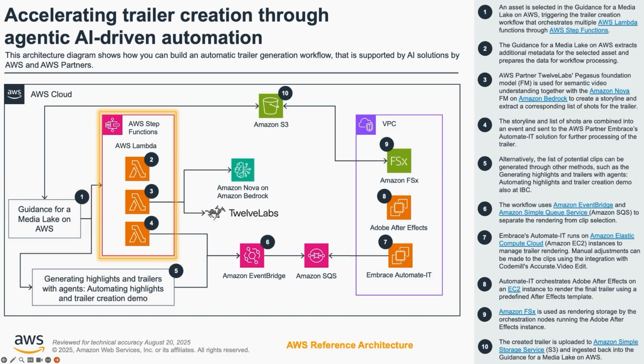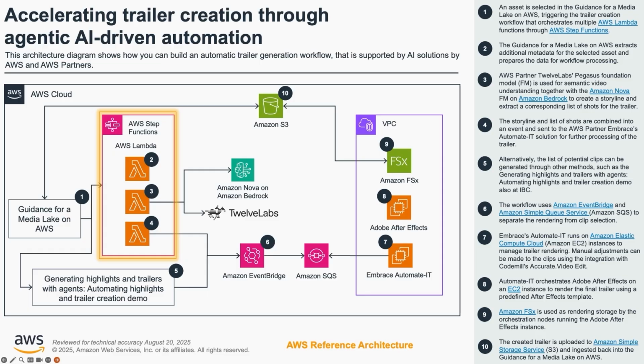We've built a simple workflow with AWS Step Functions and AWS Lambda as a compute layer. This simple workflow allows us to generate a storyline for a trailer and also do the pre-selection of the clips that we want to use for the trailer. The first step in this process is getting metadata about the content.